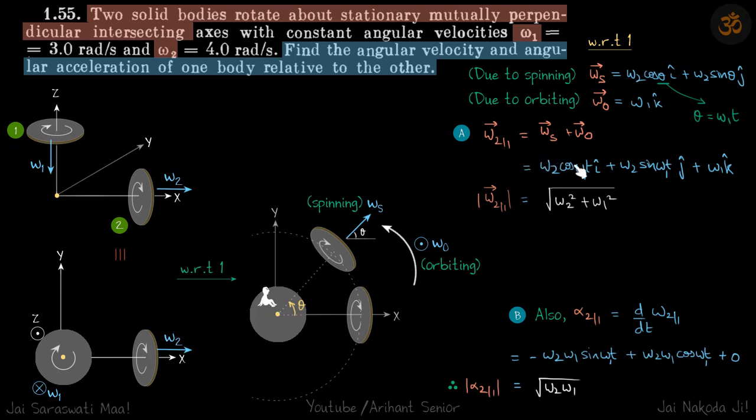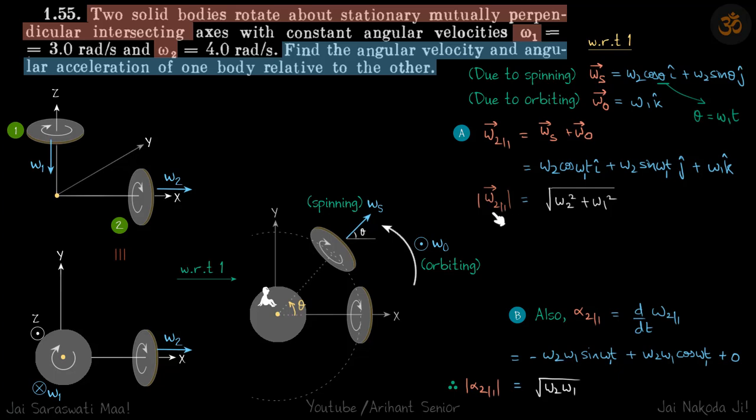So omega s, we just put these values here, and this is in vector form, omega 2 with respect to 1. So you can see it is in all three i, j and k directions. In k direction it is constant, which is obvious because it's orbiting with the same angular velocity. But in x and y direction it's varying because omega s is changing direction with time.